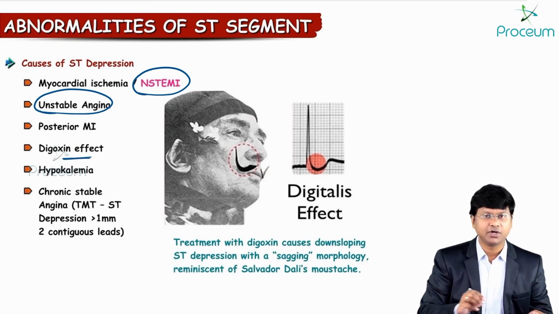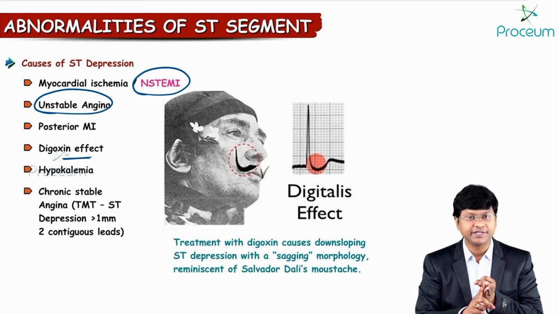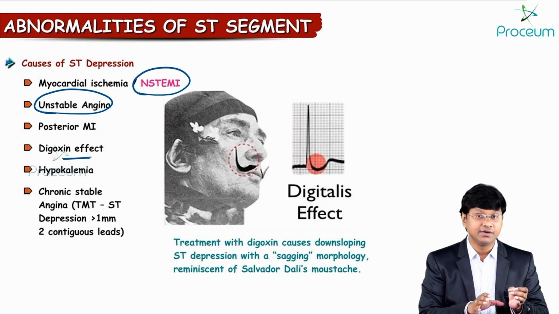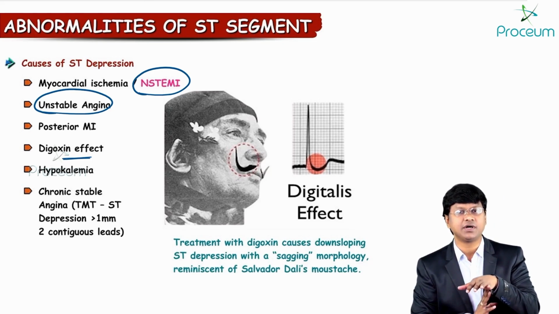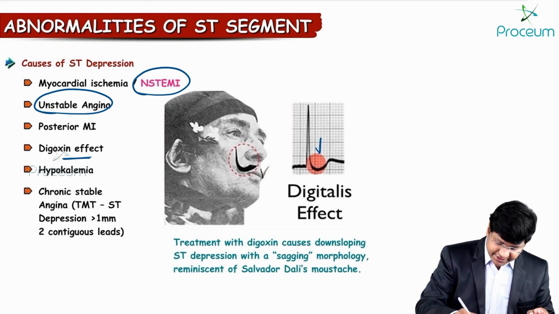Next is the digoxin effect. In patients with congestive heart failure and in patients with atrial fibrillation, we give digoxin. And how will you assess that the individual has developed the digoxin effect? That is by ST depression. You can see it here.